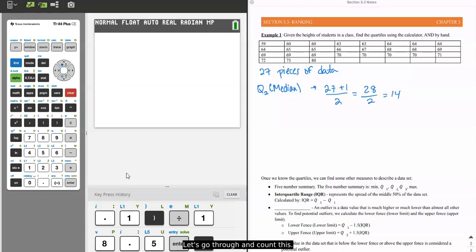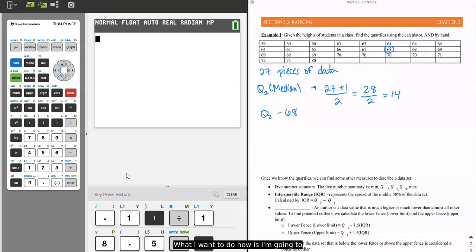Let's go through and count this. 1, 2, 3, 4, 5, 6, 7, 8, 9, 10, 11, 12, 13, 14. And I should note that this data is already in order for us. So remember with our median, we would first want to put it from lowest to highest. So it's nice because it's already done that for us. So 68 would be my quartile 2.